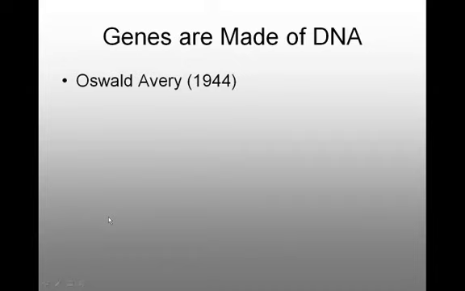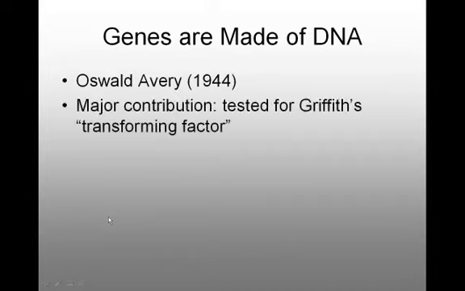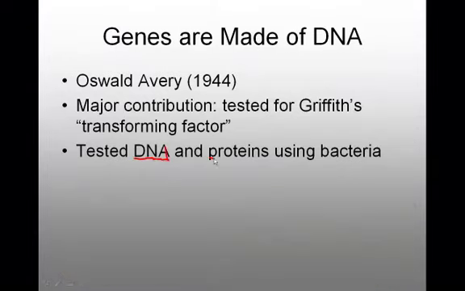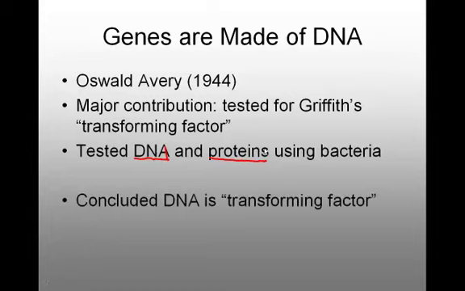In 1944, Avery ran a test to see what Griffith's transforming factor was. So at this point, scientists were pretty sure that it was either protein or DNA, but they weren't sure which one it was. So he tested the DNA, and he tested proteins, and he did this using a type of bacteria. And his conclusion was that DNA was the transforming factor. So DNA was the thing that was able to pass characteristics on from one organism to another.